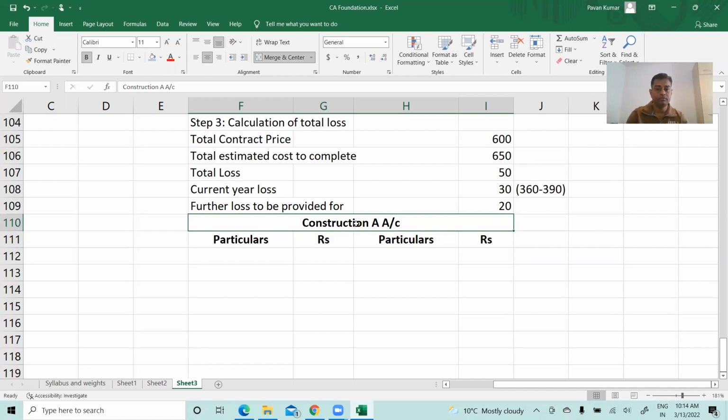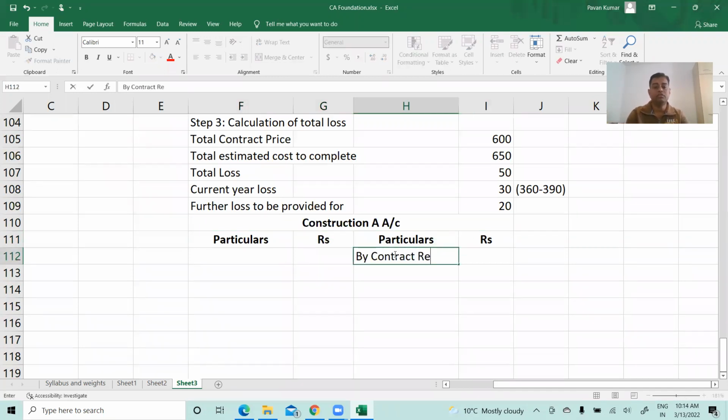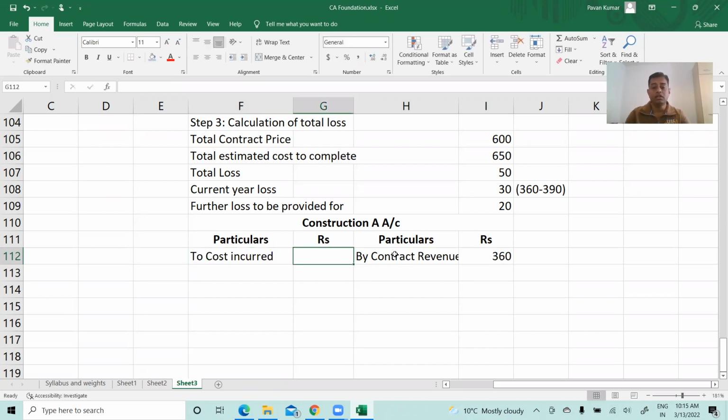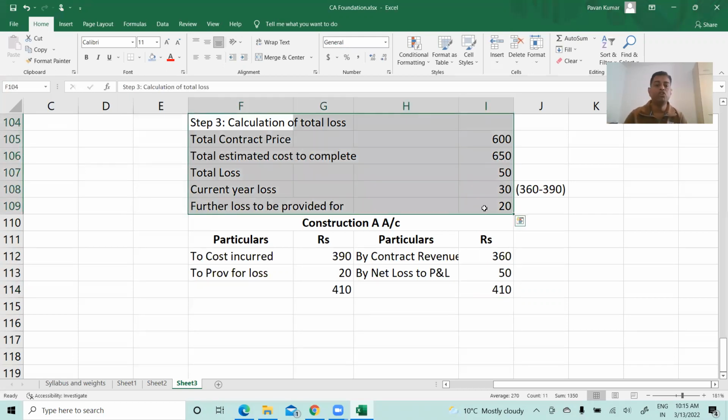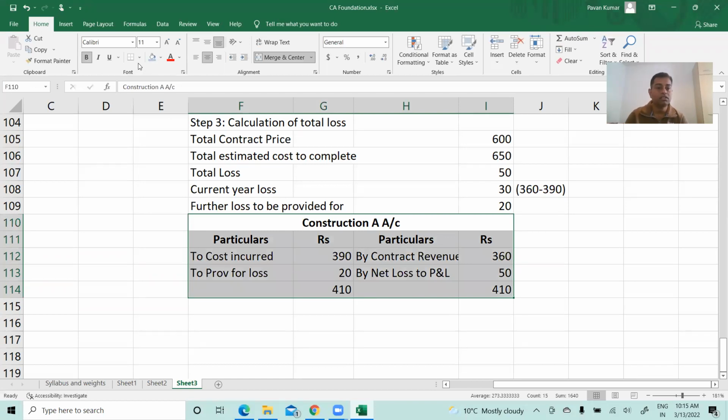Okay, here I write by contract revenue. How much? 360. Cost incurred 390. To provision for loss 20. Total 410. So this is by net loss to P&L 50. That's all. Like a P&L, take revenue on the right hand side, cost on the left hand side, calculate P&L. If there is a total loss like this given in step 3, 20 rupees, provision for loss. So do you understand this construction contract account? Hello.